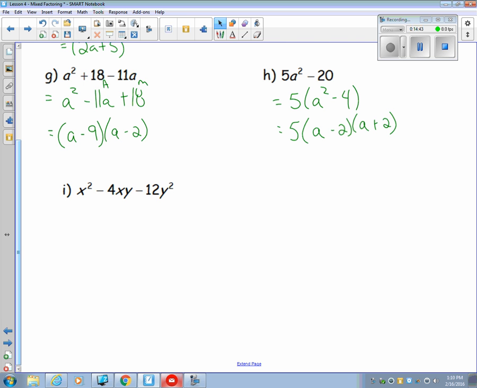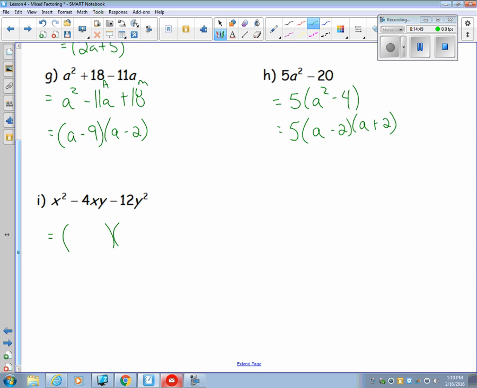Okay, letter I. Oh, well, it's one that messes everybody up all the time. Okay, I is simply a simple trinomial. Okay, there's 3 terms. The part that messed me up was the letters. To get x squared at the front, you need 2 x's. y squared at the end, you need 2 y's. What adds to 4 and multiplies to 12? Minus 6 and plus 2.